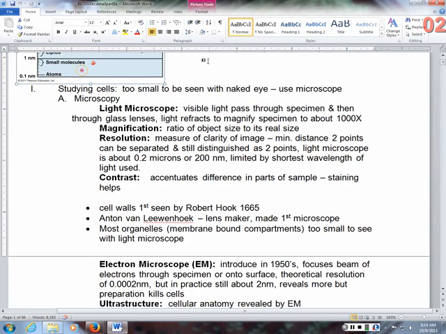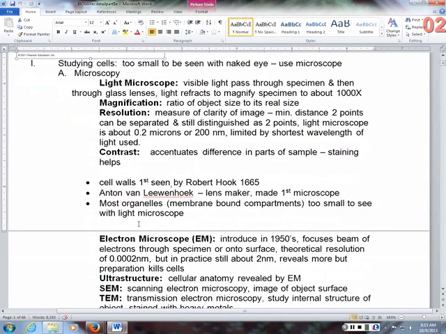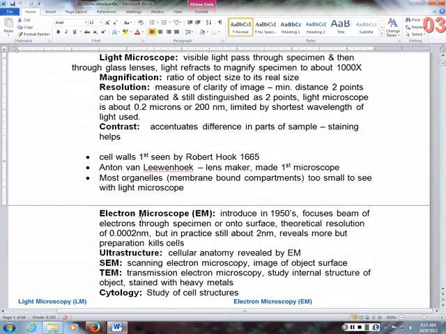And what limits it is the shortest wavelength of the light used. That's why with the light microscope, you're never going to get any better than that, because it's the size of the waves of light. That's not going to change. The reason you can see better with the electron microscope, though, is because those wavelengths are smaller. So the contrast helps to accentuate the difference in the parts, and that's part of the reason we stain them. We also stain them because they are so small and so thin that the light can pass right through them, making it really hard to see them.